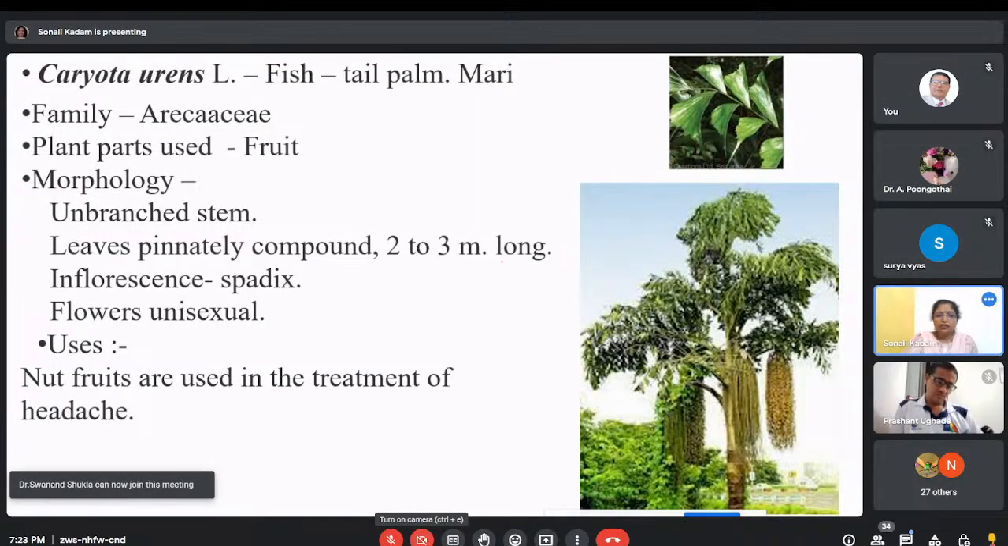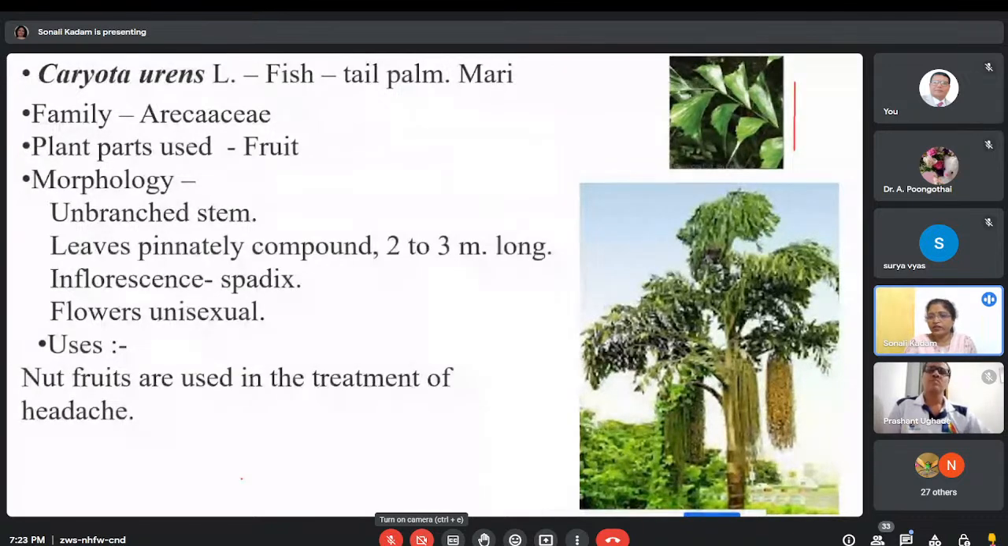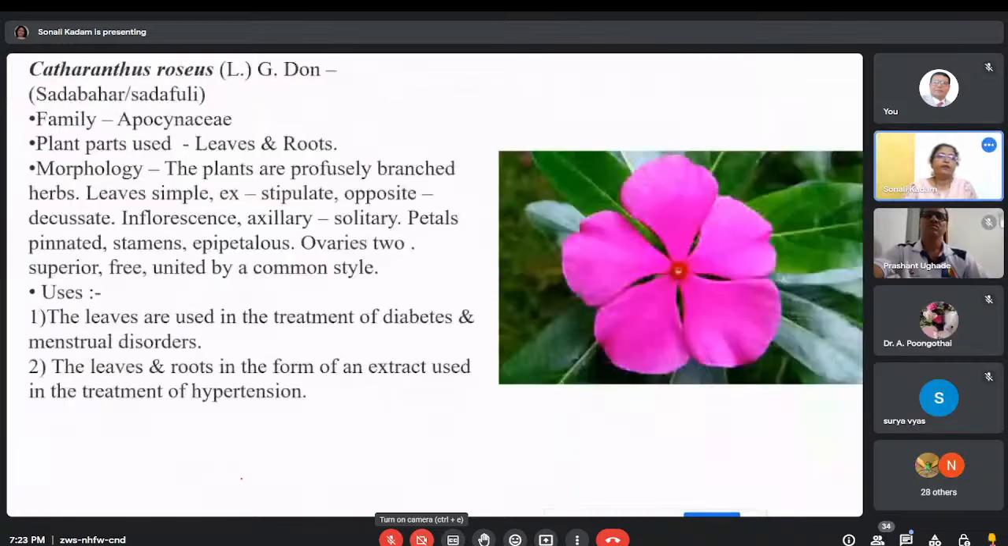And the nuts are used in the treatment of headache. Okay, the nuts. In Marathi, we call it ardha shishi. Mostly, it happens that your head starts aching at a definite time period, and if you apply these nuts on your headache, then it would give relief.